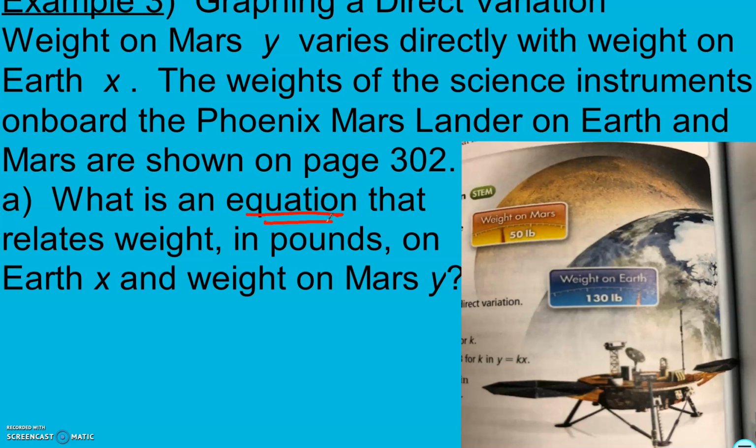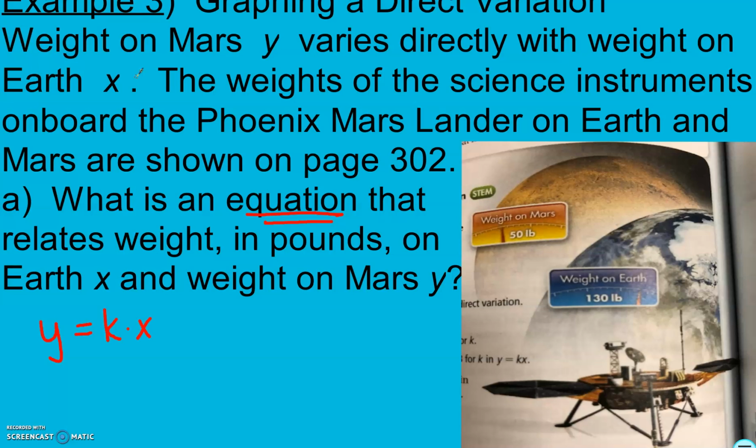Which means it's going to have an equals. It says y varies directly with x. And it explains what those things are. Weight on Mars, y, varies directly with weight on Earth, x. So the weight on Mars and weight on Earth, those are just the labels for our variables, which they give us here. So y equals k times x.